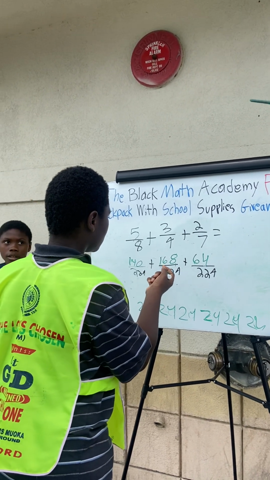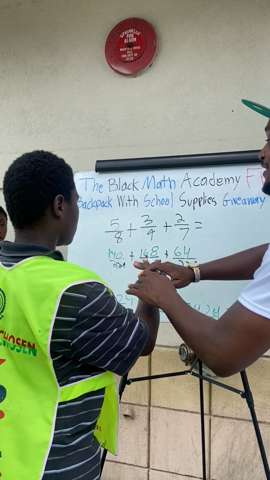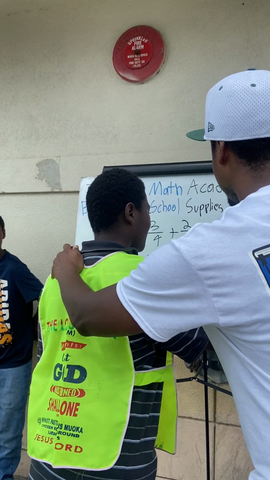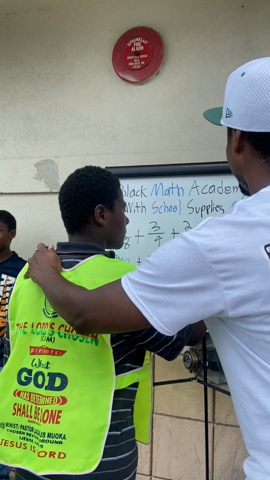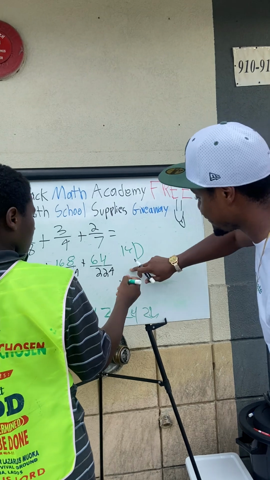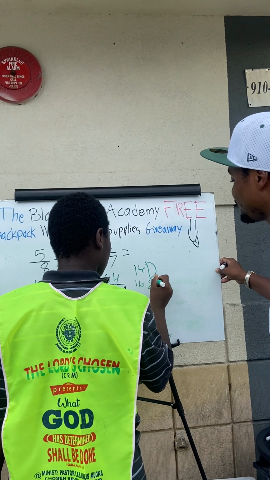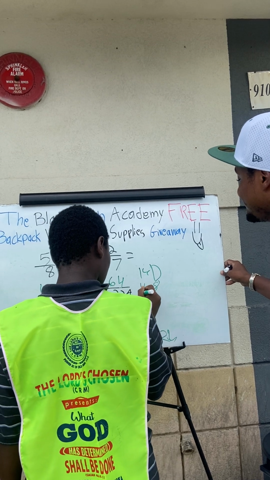Write it down, man. You're trying to show off. Write it in. Write it down. Please. Write 140. Write 168 underneath it. Write 64 underneath it.